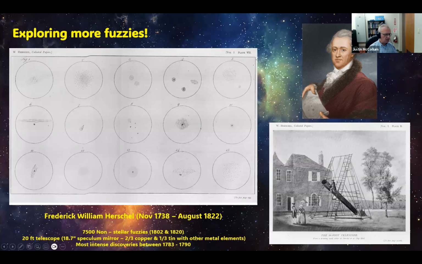And between 1783 and 1790 was most of his intense discoveries, when he was just scanning across the sky back and forth, just plotting these objects night after night.